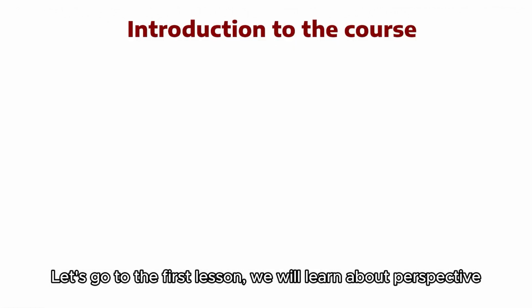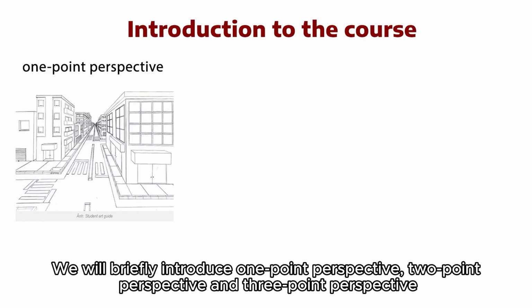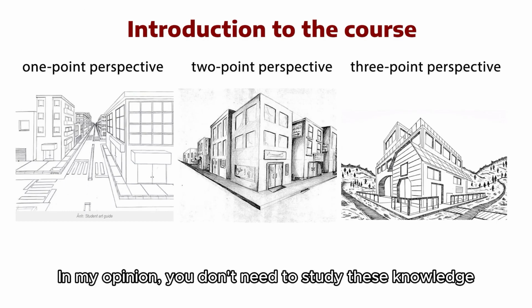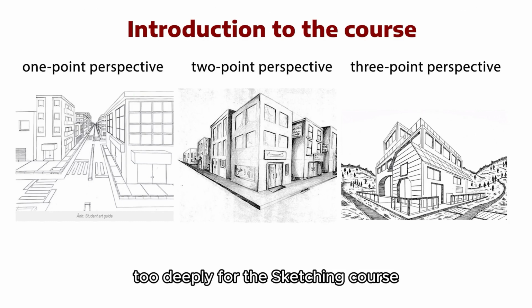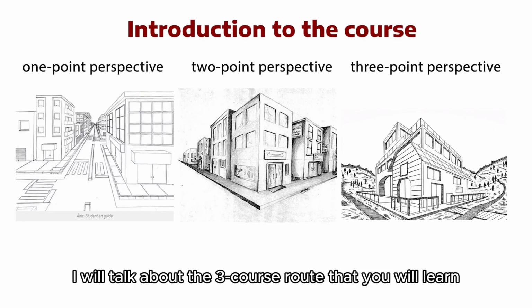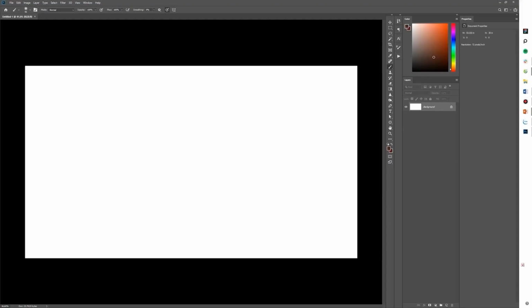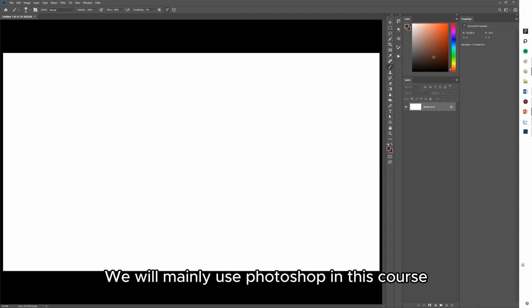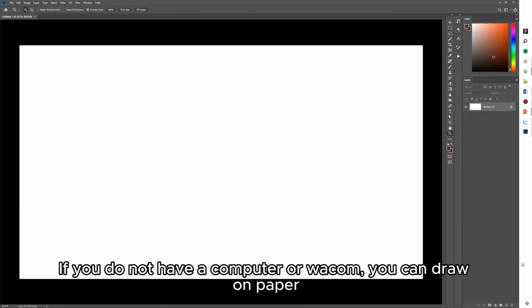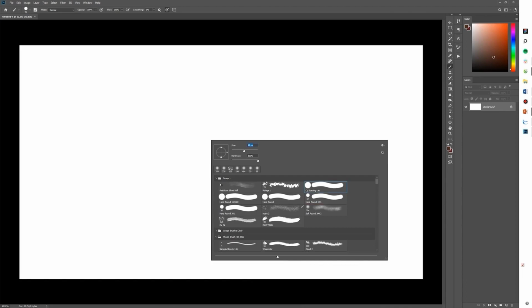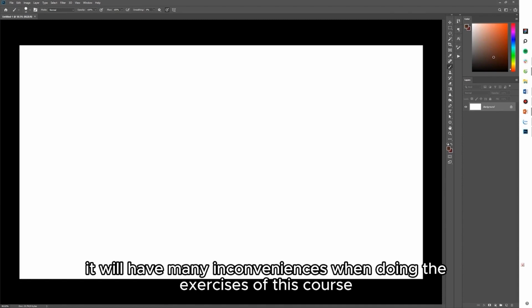Let's go to the first lesson. We will learn about perspective. We will briefly introduce 1-point perspective, 2-point perspective and 3-point perspective. In my opinion, you don't need to study this knowledge too deeply for the sketching course. I will talk about the 3-course route that you will learn. I'll introduce Photoshop. We will mainly use Photoshop in this course. If you do not have a computer or Wacom, you can draw on paper. It will have many inconveniences when doing the exercises of this course.